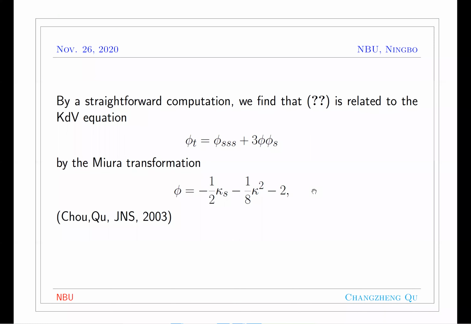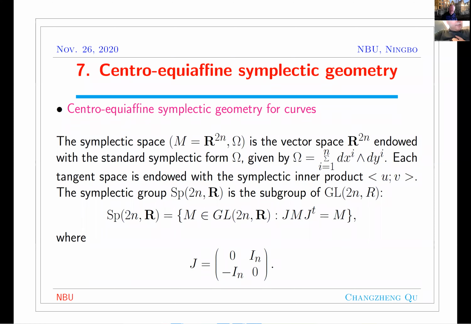So this is a result in the Centro-affine geometries, to provide the geometric formulations for the metric and all the non-commutative KdV equations. Here we study the curve flows in the central equi-affine symplectic geometries. So what are the central equi-affine symplectic geometries? Here is the definition for curves.